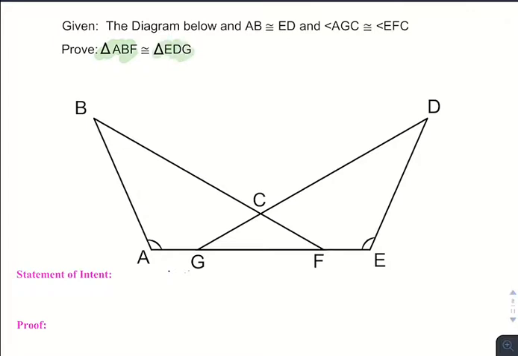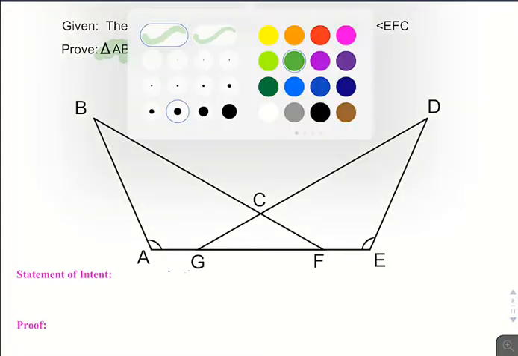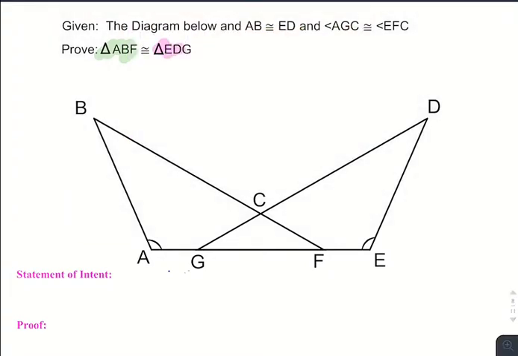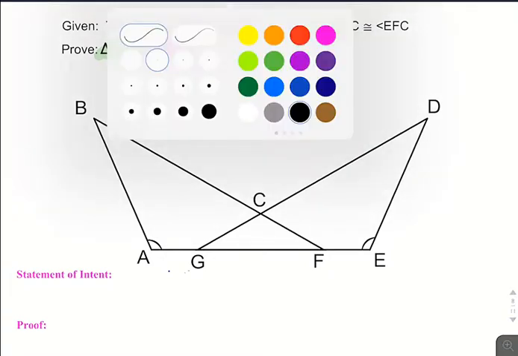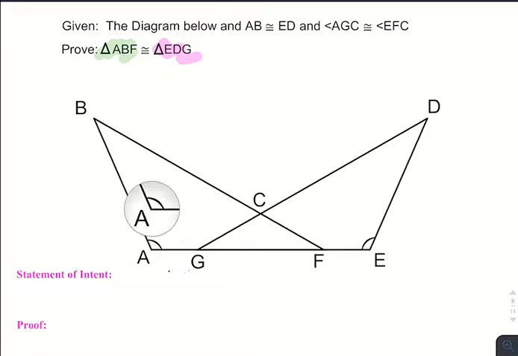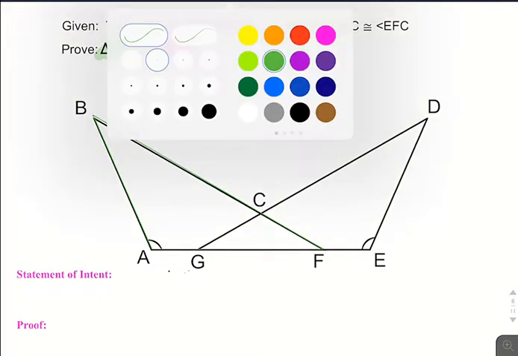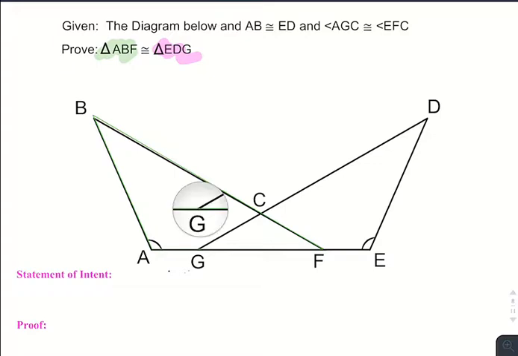ABF and EDG. To be really clear on where these are, let me choose a different color here, maybe pink. I'm going to go ahead and highlight them. So ABF is this triangle here, and it overlaps the other one, so they're kind of pushed together, smushed together. And EDG is this guy right here. So we have to prove these triangles are congruent.